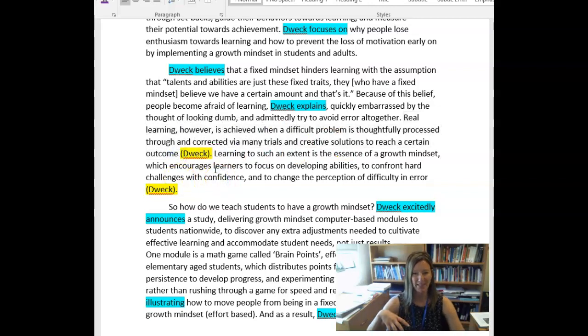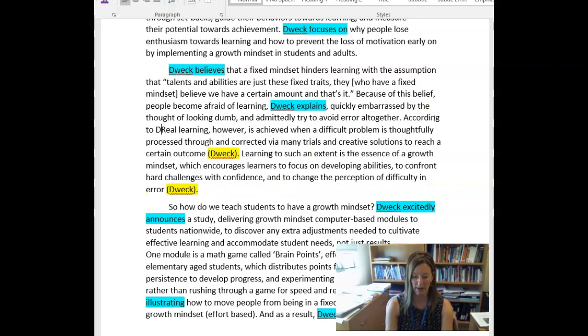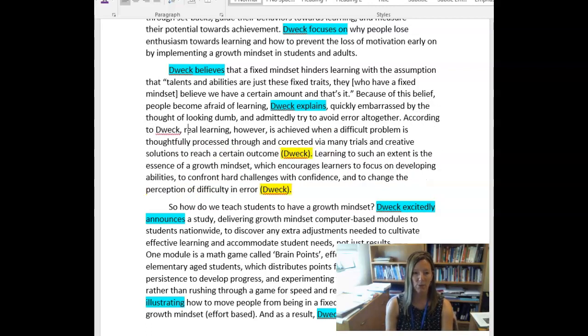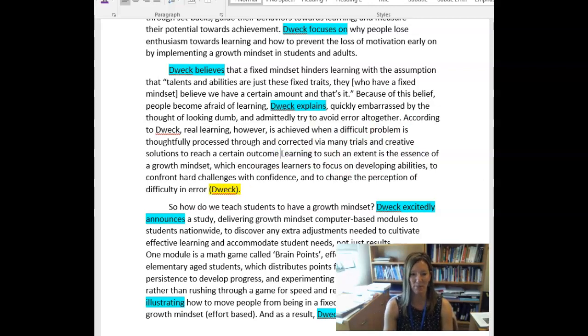She's taking what Dweck said and just restating it in her own words. So it's still important for her to give Dweck credit for that. How she does that is by putting Dweck in parentheses at the end of that sentence. She could have just as easily said, according to Dweck, comma, real learning, and then if she did that, she wouldn't need to have the parenthetical.